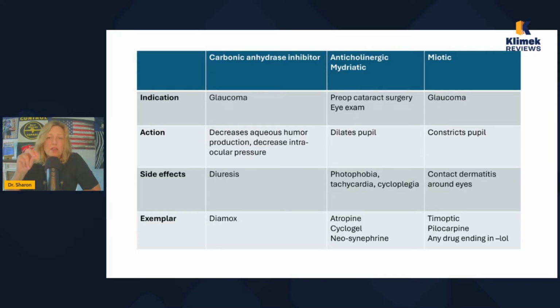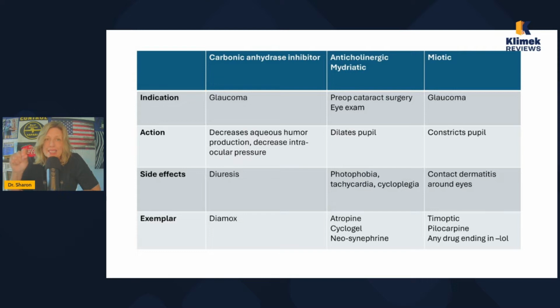So the indication for carbonic anhydrase inhibitors is glaucoma. So Diamox is used to treat glaucoma. The action is it decreases the aqueous humor production, which decreases the intraocular pressure. So glaucoma is all about pressure. You want to decrease the pressure. So by decreasing the aqueous humor, you can decrease the pressure. And it does cause one systemic effect, which is diuresis.